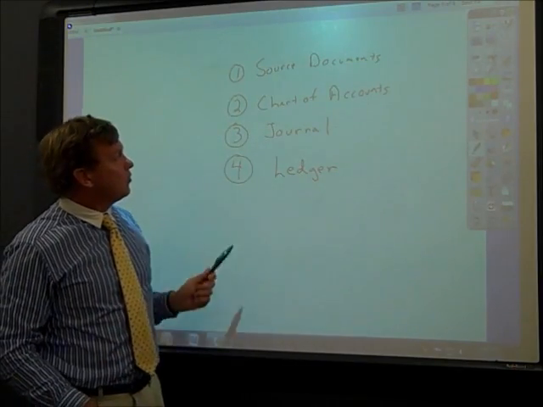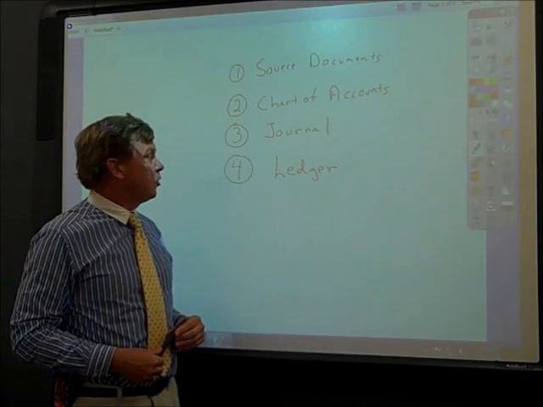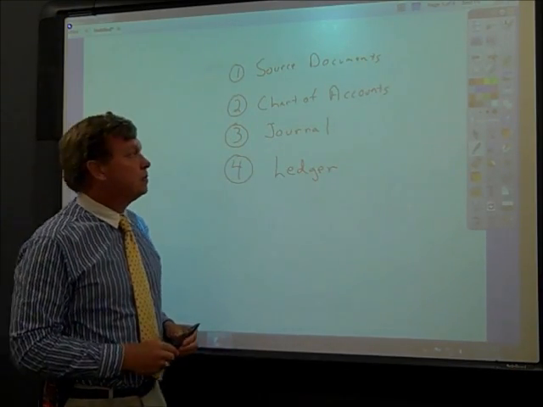The first is source documents. The second is the chart of accounts. The third is the journal. And the fourth is the ledger.